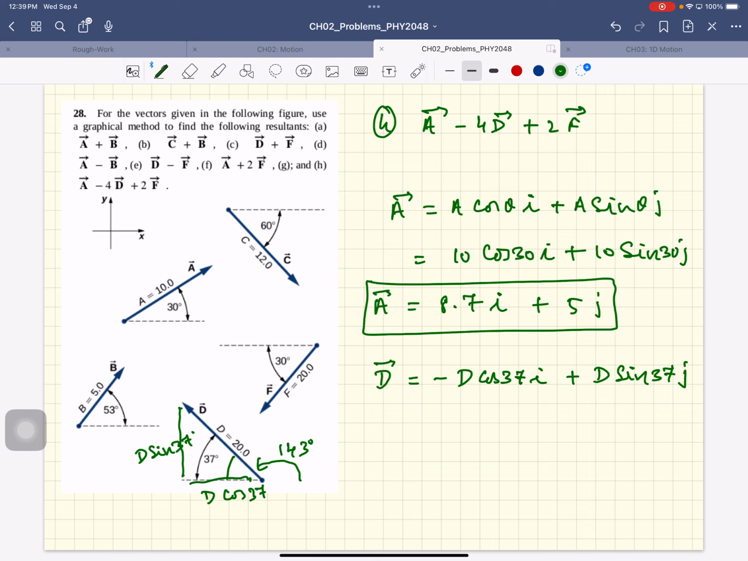Just to make sure we understand this, if you didn't want to put the sign in by hand, you can measure the angle from the x-axis, and that will take care of the sign. But again, oftentimes that is a little more cumbersome, so I like to use an acute angle. I like to use this angle and do it that way. All right, so D is 20 cosine 37 i plus 20 sine.